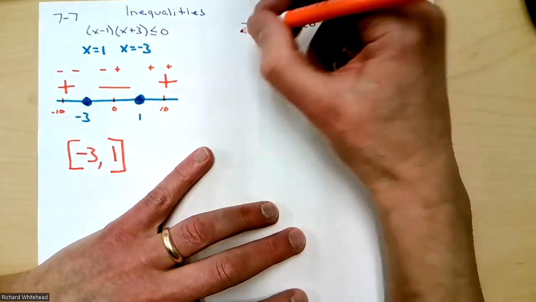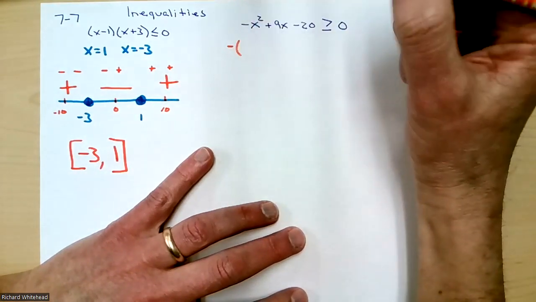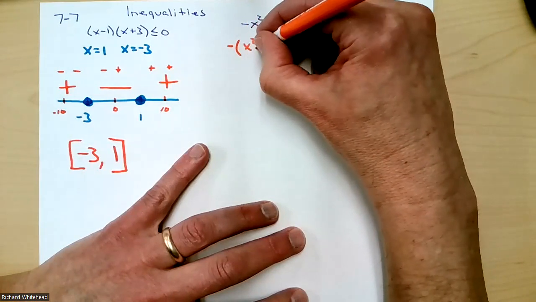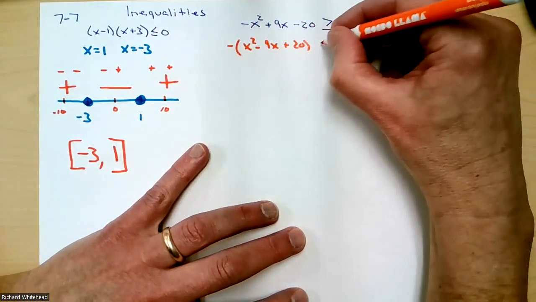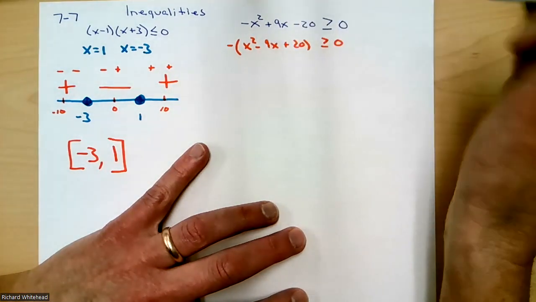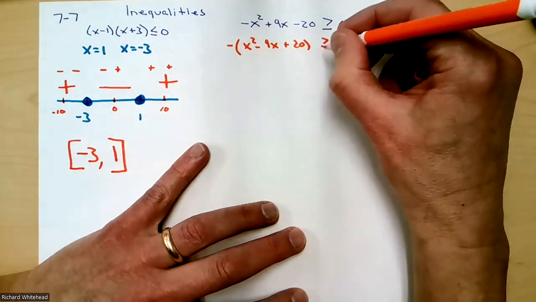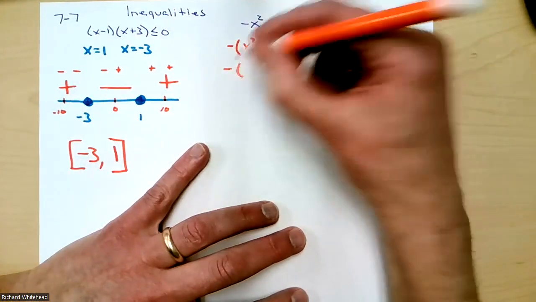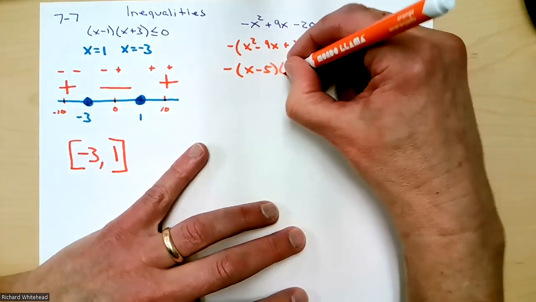Uh-oh, this one looks kind of stupid. I'm going to factor out the negative. So if I factor out the negative, now I have x squared minus 9x plus 20 is less than or equal to 0. Somebody says, why don't you move the negative to the other side? Remember, if you move the negative to the other side, you have to flip your inequality. So you can do that if you want. I personally don't care.